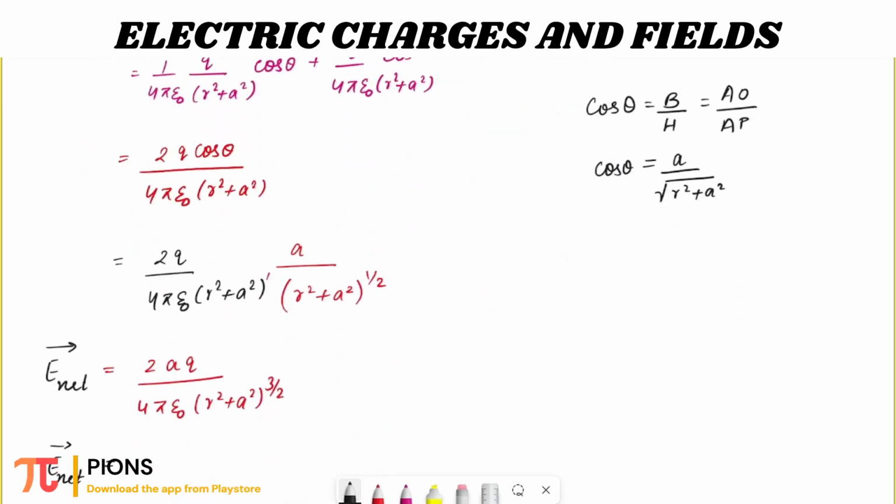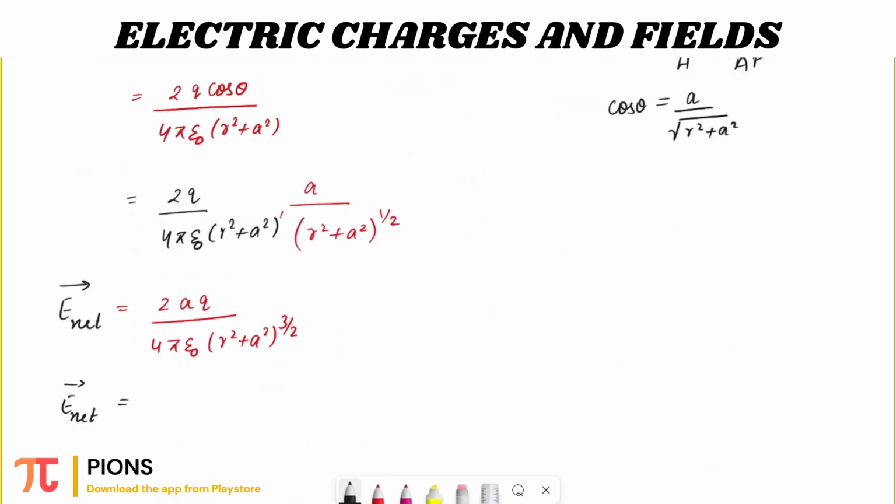So when you express it in terms of dipole moment, we will put a negative sign here, because it is pointing in the opposite direction to the direction of net field. So from there this negative sign arrives, and this will be r square plus a square whole power 3 by 2. Any doubt up till here?